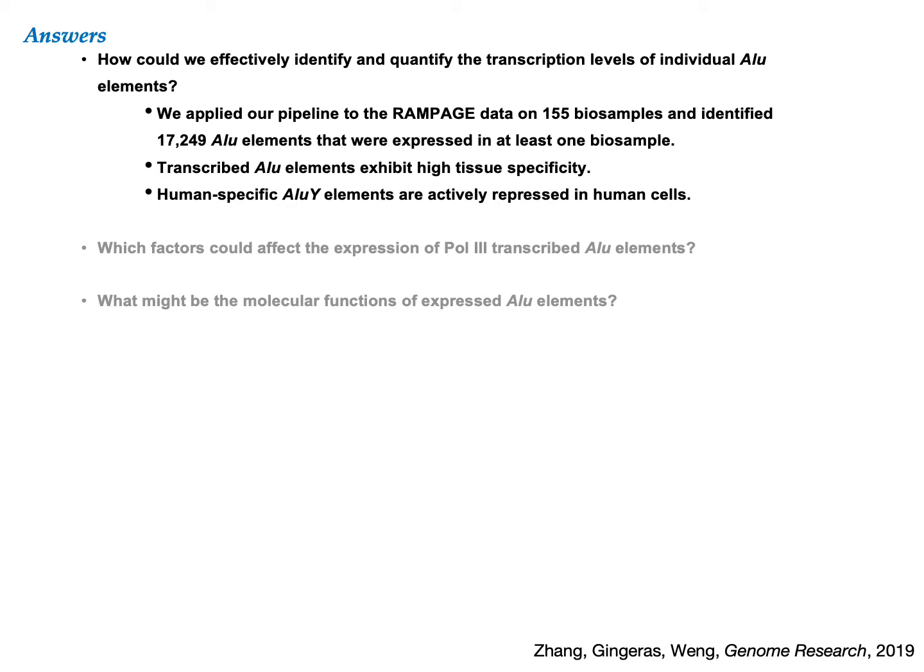In summary, we applied our pipeline to the RAMPAGE data on 155 biosamples and identified 17,000 Alu elements that were expressed in at least one sample. Transcribed Alu elements exhibit high tissue specificity. Human-specific Alu-Y elements are actively repressed.